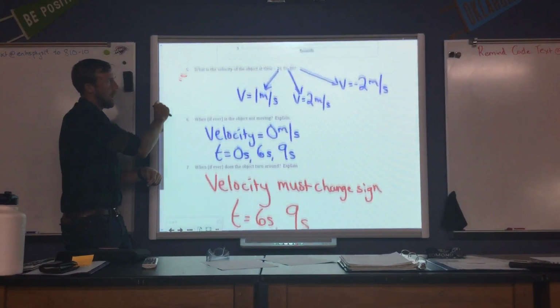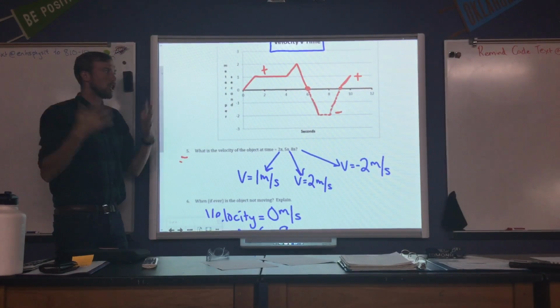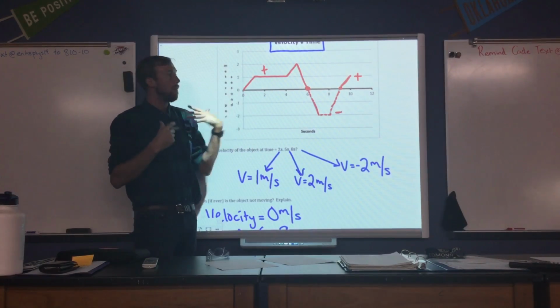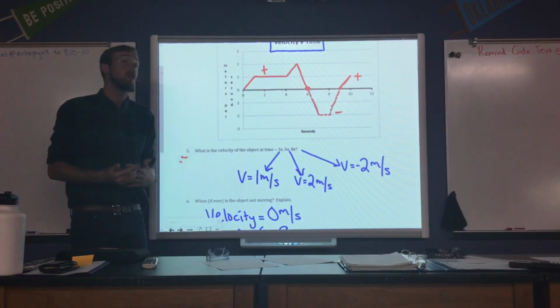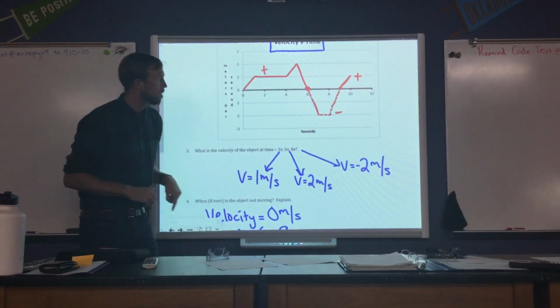Now, we don't know what's going on before time 0. If I come back to my graph, I don't really know what's happening before this first point in time. So we can't definitively say it changes sign at time 0, because all we know there is that we're stopped. We don't know what we were doing before that time.